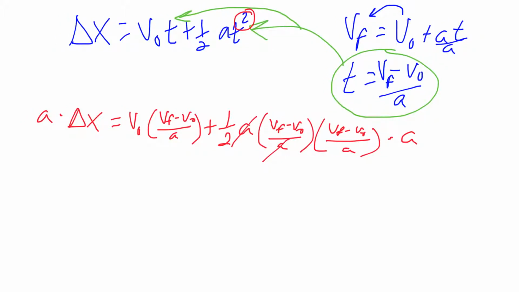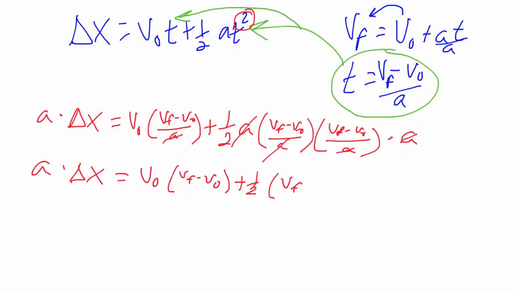Okay, so that means that cancels out both of those, and we get acceleration times delta x equals V naught times (V final minus V initial) plus 1/2 (V final minus V initial) times (V final minus V initial). Okay?